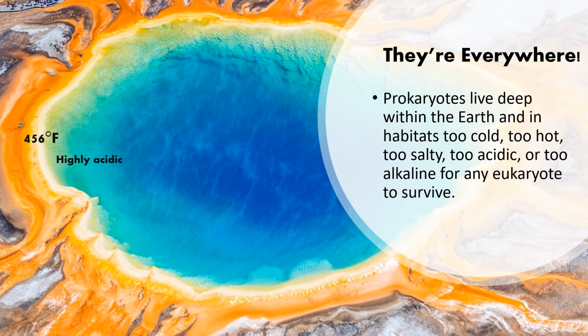As I mentioned before, prokaryotes can live in places that no other organism can live. So for example, we have this thermal pool in Yellowstone. It's about 456 degrees Fahrenheit and it's extremely acidic. If a human falls into one, and apparently this happens quite often because people don't follow the rules, it will disintegrate the body very quickly. So no eukaryote can live here, but there are some prokaryotes that will actually live in these thermal pools.